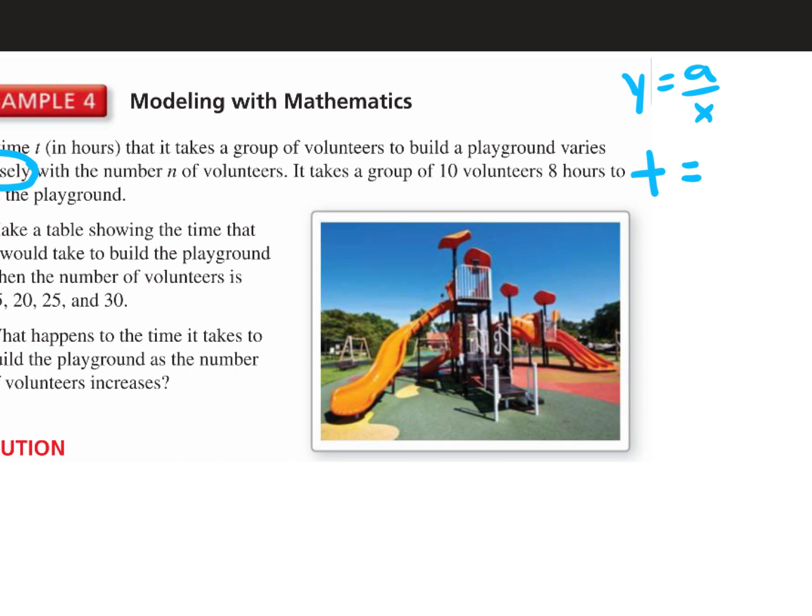So I'm just replacing time. I'm replacing t into the y. And I would replace, what's my other variable? N, talking about the volunteers, so I'm replacing that into the x. So this is the equation that I'm using. It's the same thing. We're just talking about time and the number of volunteers.